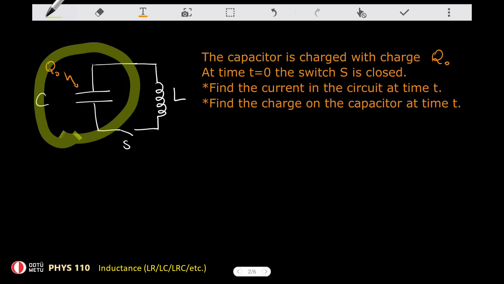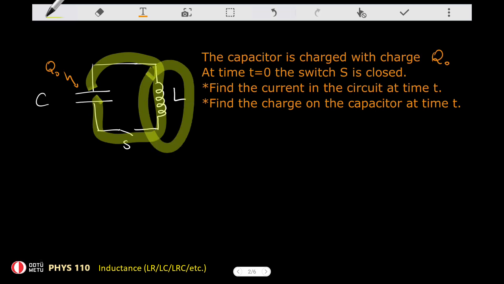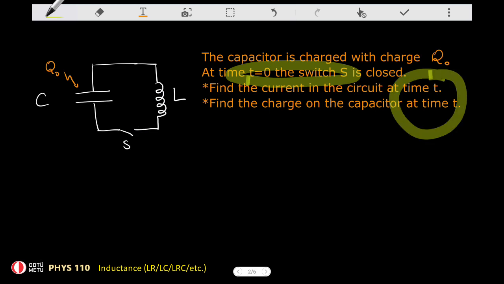The capacitor is initially charged with some certain charge, Q0, and the positive and the negative plates are connected with a wire, and that wire contains an inductor. Initially the switch is open, but it is closed at time t equals 0. And we would like to see what happens at time t. Basically, what's the current in the circuit and what's the charge on the plate of the capacitor at time t.